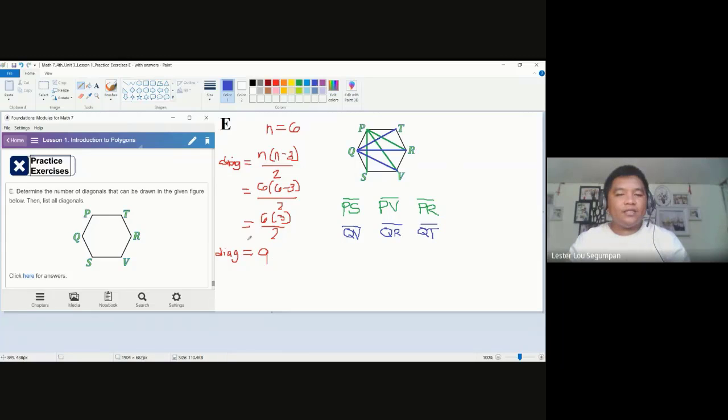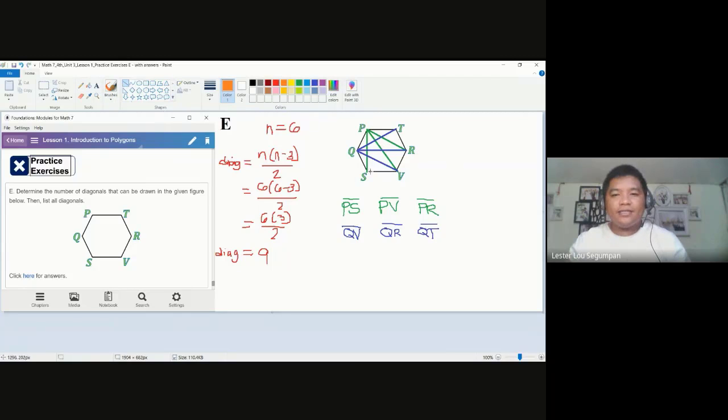So given this formula we have solved earlier, we only have three more diagonals. Let's try to determine what they are. Let us use another color here, let me use orange. Since we are done with P and we are also done with Q, let's proceed with S.